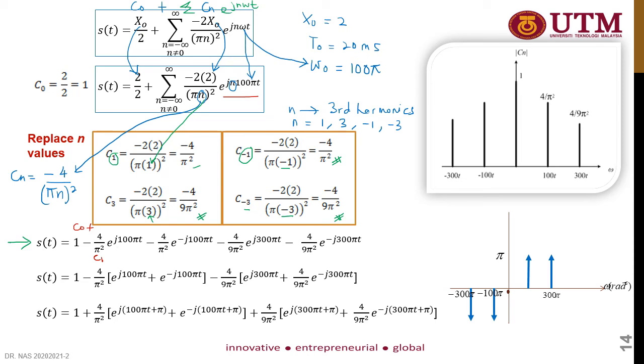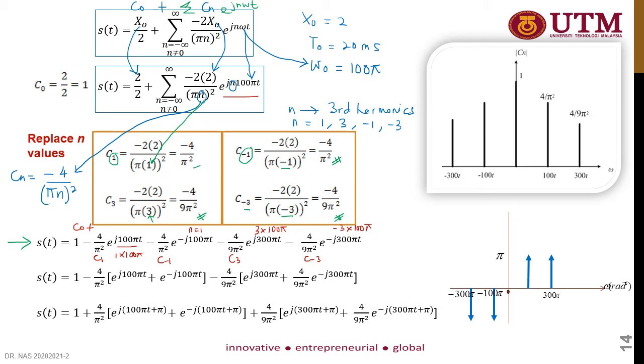So n equal to 1 in this case. That's why e^(j1 times 100 pi t). Okay, and then plus C minus 1, when n equal to -1. Plus C3, in this case n equal to 3 times your omega 100 pi. And this one is C minus 3, n equal to -3, so it's -3 times 100 pi.